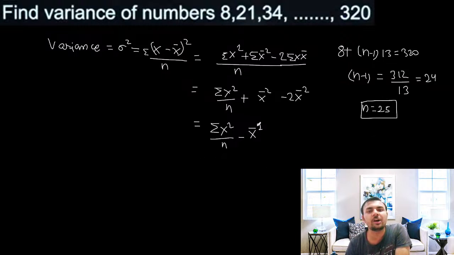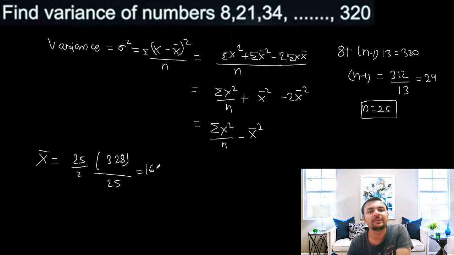Now this is what we have to do. Mean we have to calculate. Mean square. So mean is, this is 25 terms, by 25, first we will add the sum of all the numbers in AP. So first term, last term, 328. This is sum of the terms divided by 25. It is nothing but 164. Okay. So here we have n is 25. Okay. We are clear now.